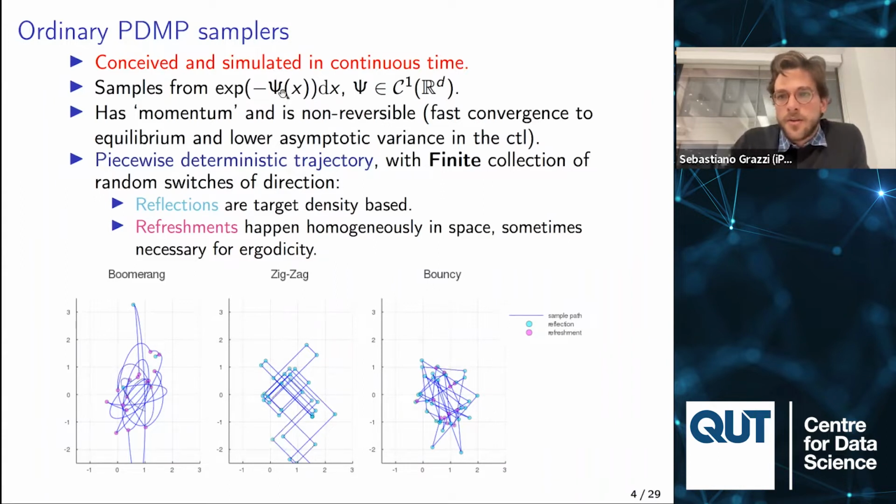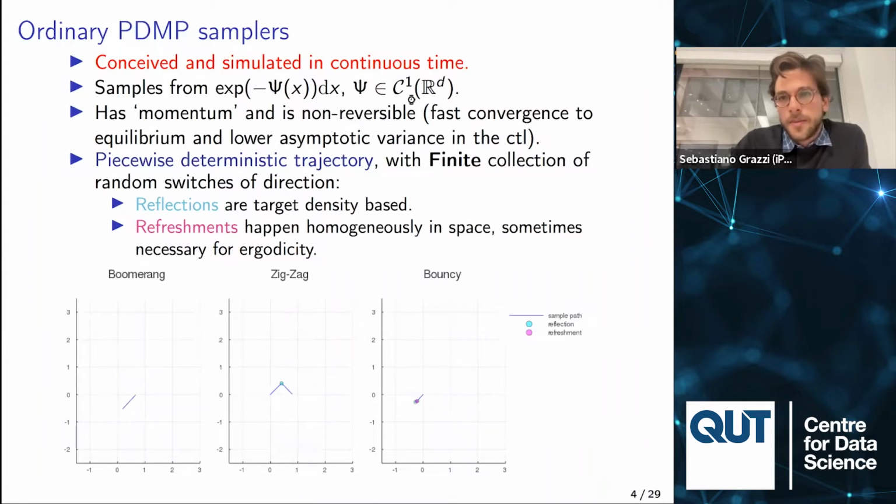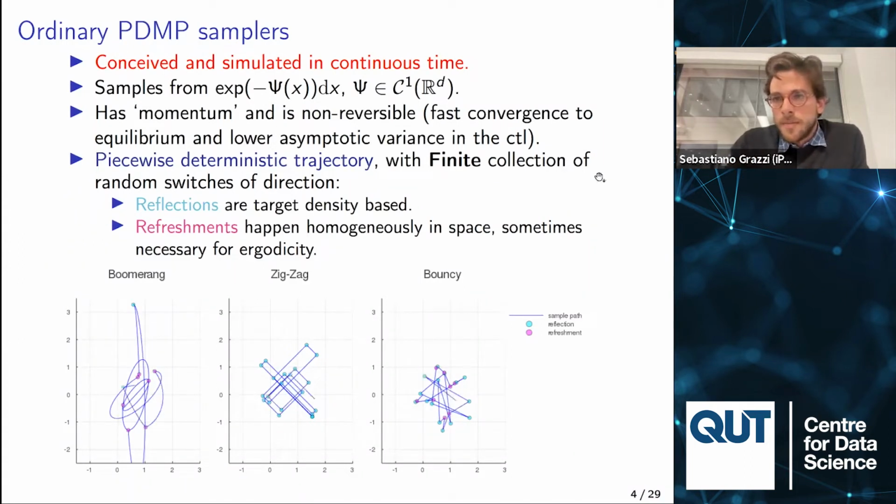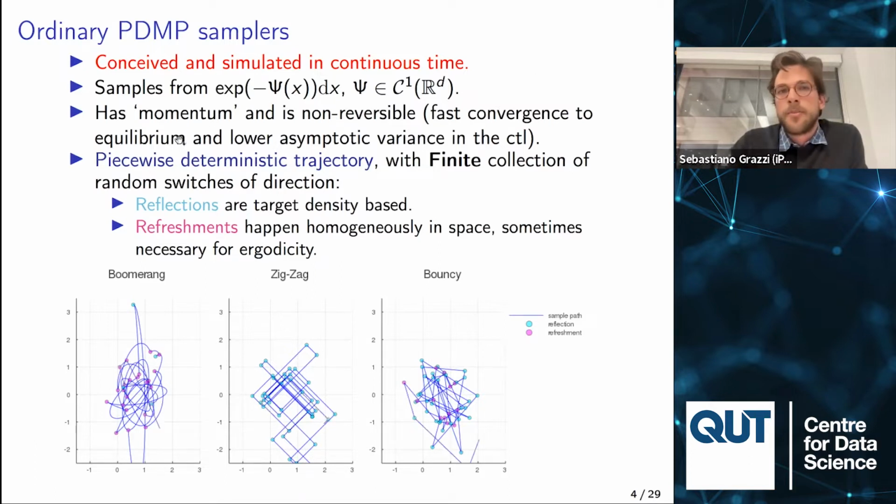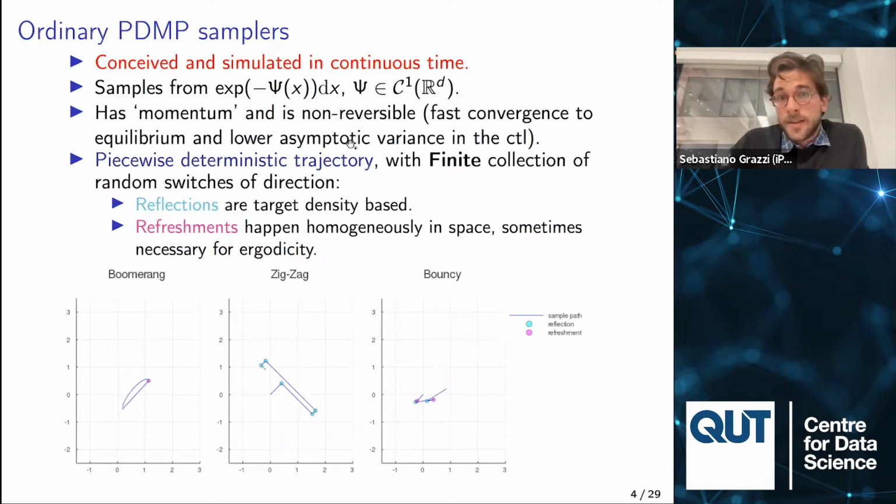So the target measure of these samplers has a density which is smooth, which is continuous relative to the Lebesgue measure. And all the PDMPs have a momentum variable, so have a velocity, and they have this peculiar feature of being non-reversible. In particular, they satisfy the skew detailed balance, so they are skew reversible. And it's been proved that in some toy setting, in some simple setting, non-reversibility really improves convergence to equilibrium of the Markov process, and also improves the asymptotic variance in the central limit theorem. This is relative to the reversible counterparts.